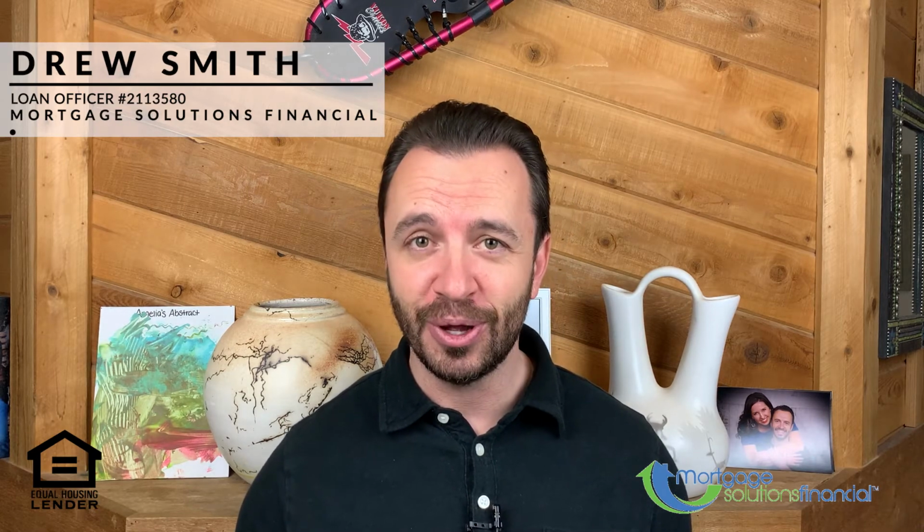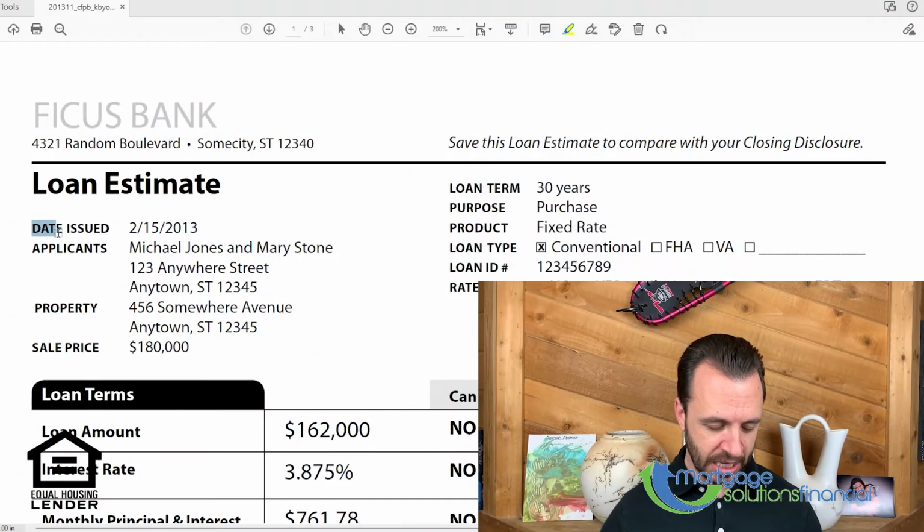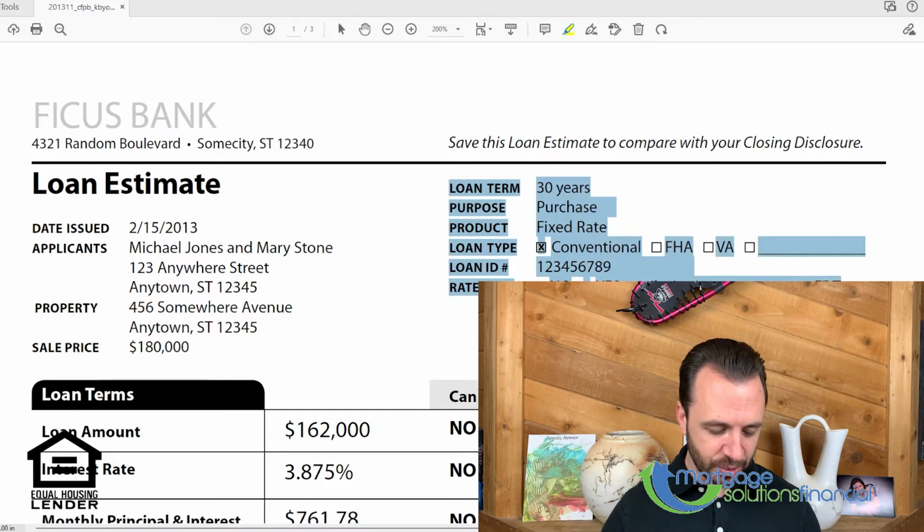Just to keep in mind here, this is not a real loan. This is just an example, so I'm not sharing a borrower's information with you here. But all of the loan estimates that we send out look just like this. Right at the top, we've got some really good details, like who's on this thing, what are we trying to do, where is it, what's the date, right? So we've got all of that identifying information right there.